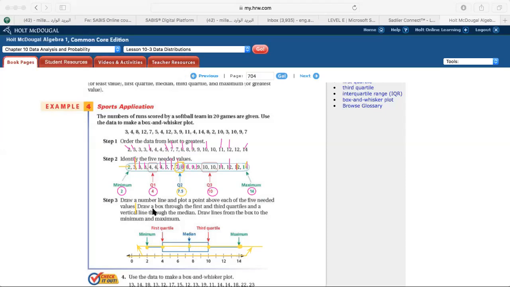I'm going to draw a box through the first and the third quartiles. Here is the first and here is the third. So I'm going to draw a box. Okay? And a vertical line through the median. Here is the median, so I'm going to draw a vertical line.